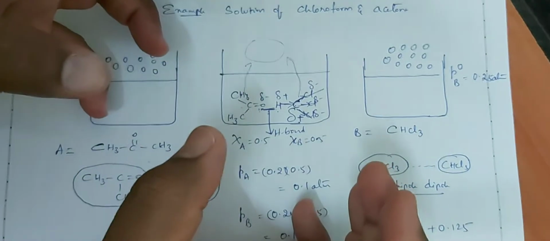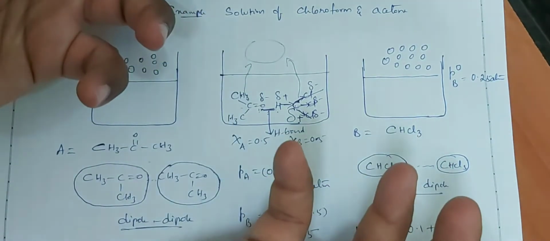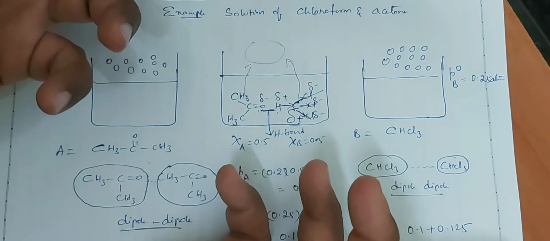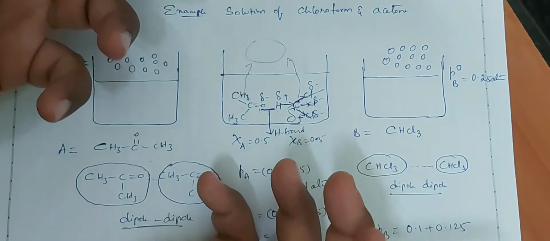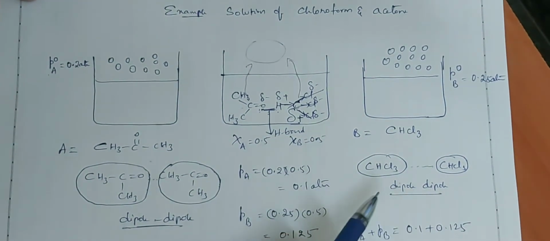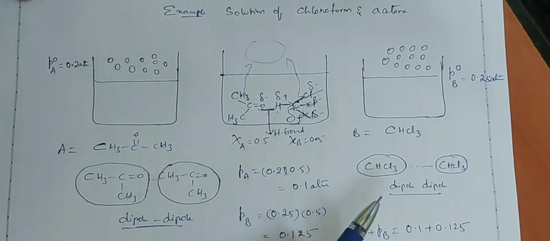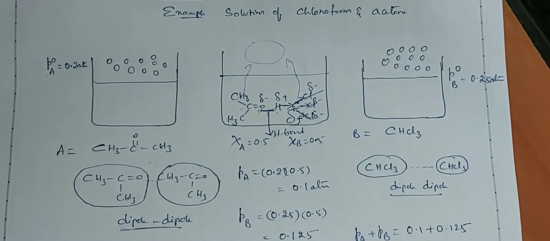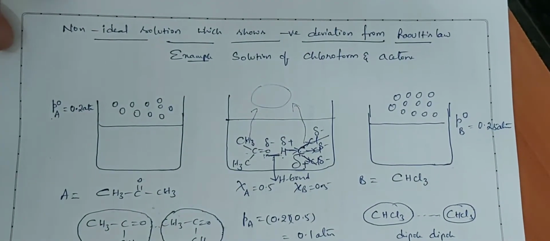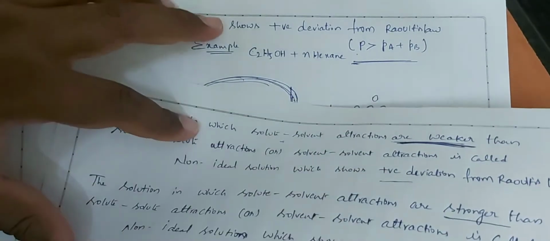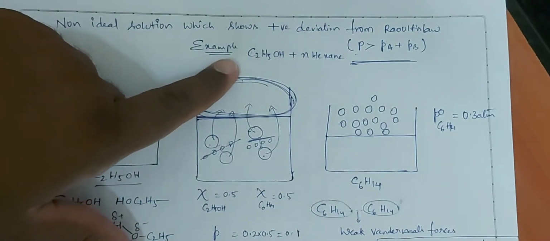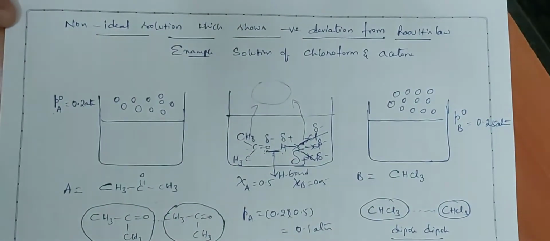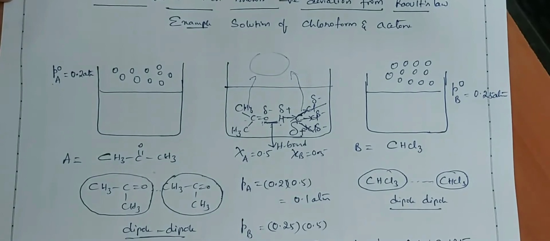If old attractions present in solute or solvent are broken down and weak forces are formed, that is called a non-ideal solution which shows positive deviation from Raoult's law. Automatically more molecules will enter the gaseous form in positive deviation. Fewer molecules will enter the gaseous form in negative deviation. Example: solution of chloroform and acetone. For positive deviation, the example is alcohol and N-hexane. This is about non-ideal solutions.